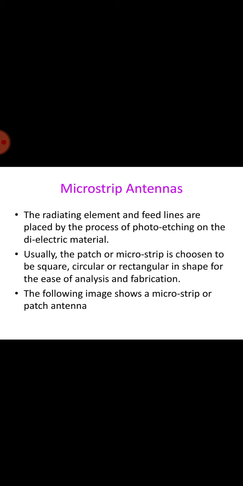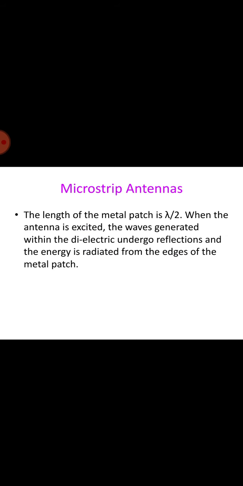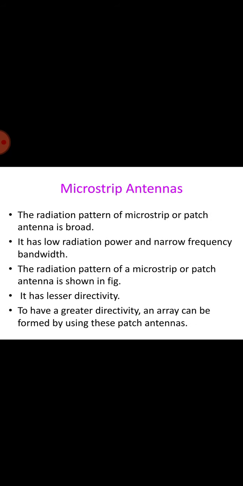Usually the patch or microstrip is chosen to be square, circular or rectangular in shape for the ease of analysis and fabrication. This diagram shows the microstrip antenna image, and the length of the metal patch is lambda by 2. When the antenna is excited, the waves generated within the dielectric undergo reflections and the energy is radiated from the edges of the metal patch.